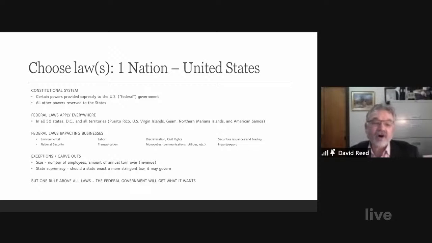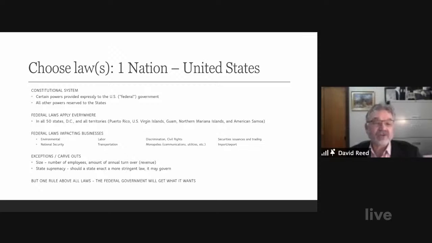There is one rule above all other laws, though. The federal government will get what it wants. Case in point, federal government does not control our highways. It controls the highway system, but it doesn't control what happens on the highway within a state. When the federal government wished to preserve fuel and energy back in the 70s, they wanted all states to lower their speed limit to 55, believing that that would be a way to improve and conserve energy.